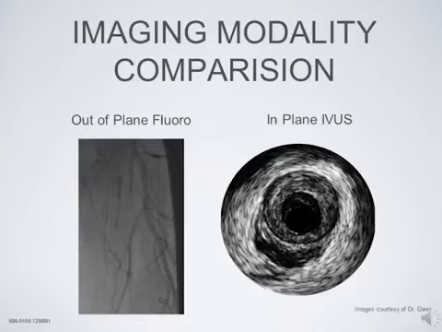So this is a comparison of the imaging modality. You can see the fluoroscopy, which is really a two-dimensional view, and what in-plane IVUS gives us: not only the picture of the absolute vessel, but all these perivascular structures as well.